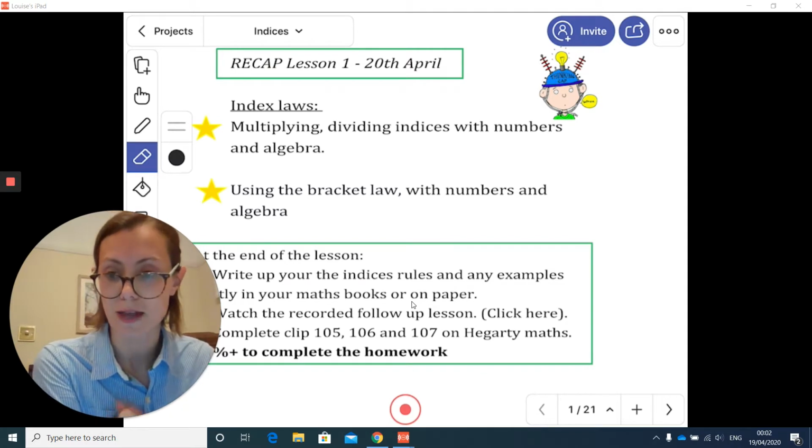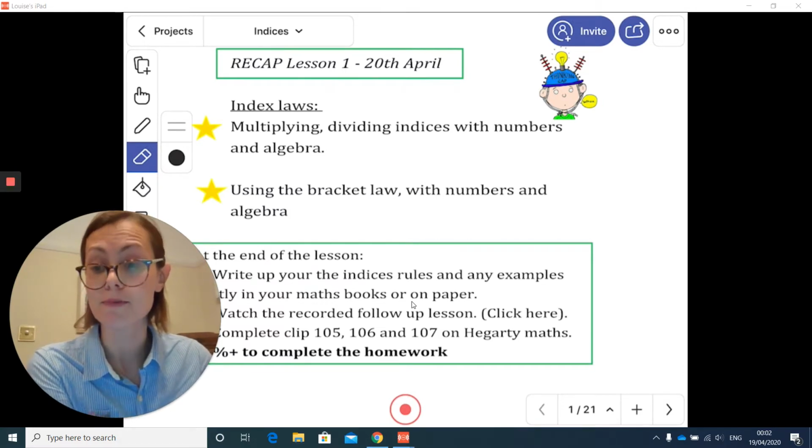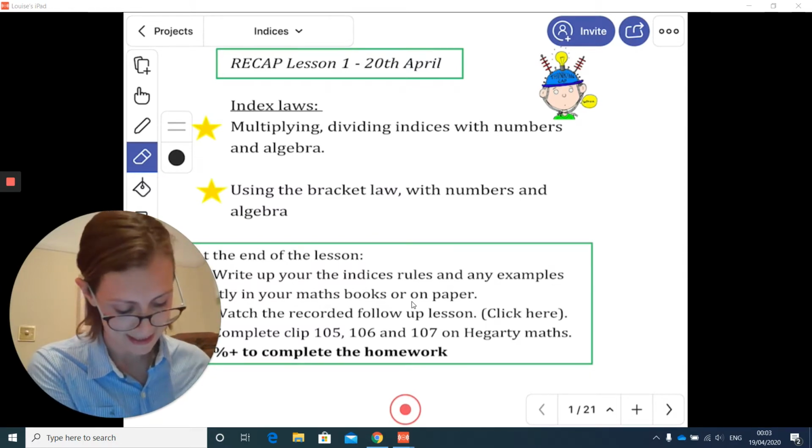So your homework's set on Hegarty Maths, and by the end of today's lesson, you'll be able to go and do clip 105, 106, and 107. And remember, for a clip to be completed, you must have completed the practice questions and have gotten 90% or more. If you get stuck on anything or you're still unsure about some of the content, it's really important you contact me directly. So drop me an email and I will arrange a time to go through some of the maths with you. Let's get started.